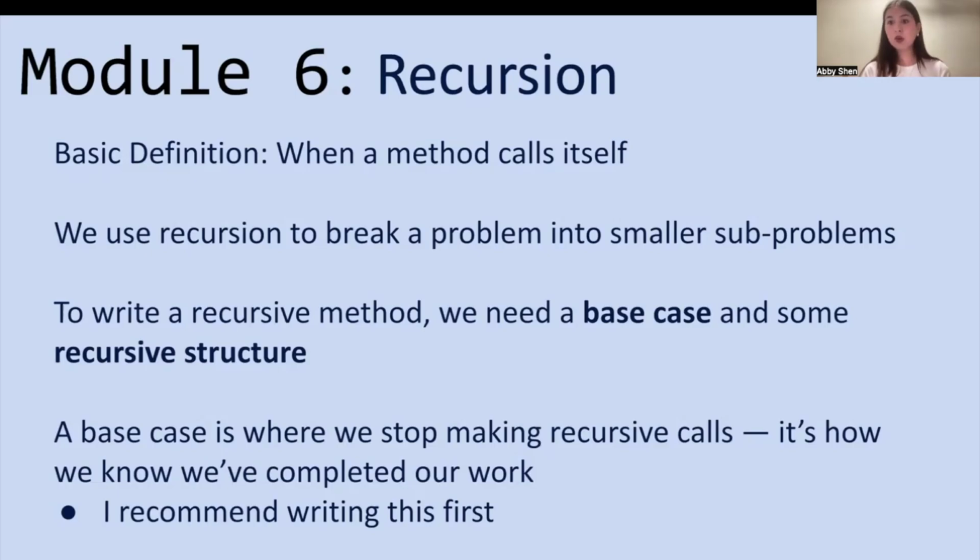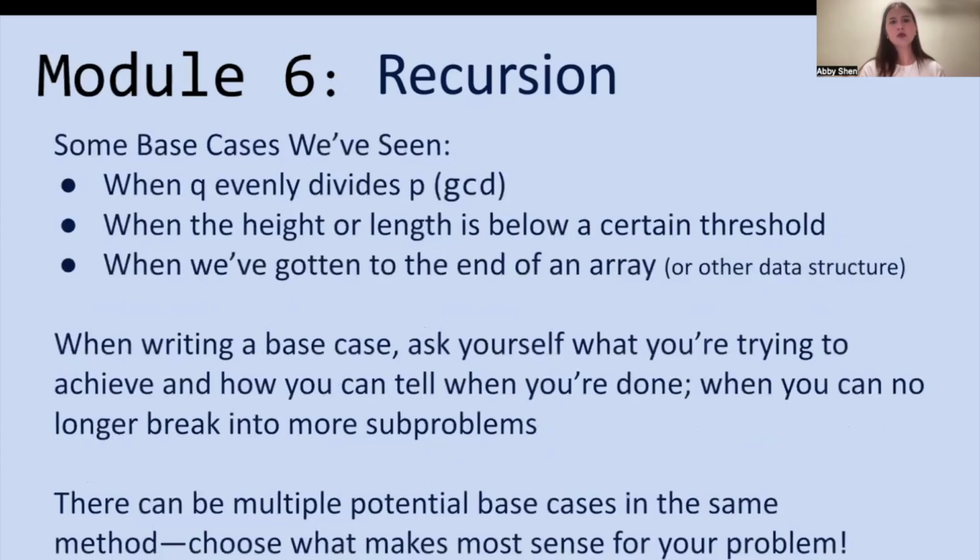We recommend that you start with the base case because the process of identifying the base case can also make your recursive structure more clear of what you need to write as the actual recursive structure. So some examples of base cases for different recursive methods. Let's say you're trying to make a recursive method for finding the greatest common denominator. Then the base case would be when one of the numbers evenly divides the other.